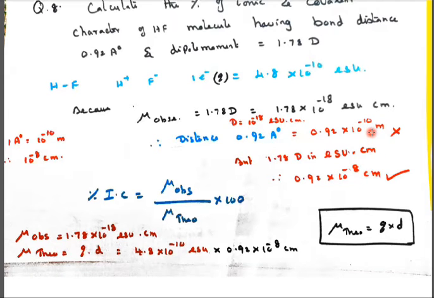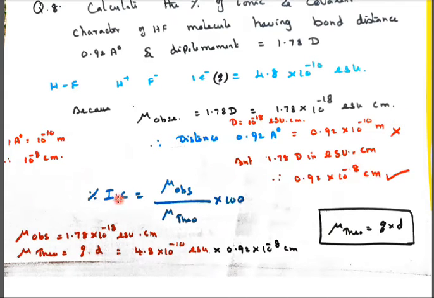Because meter is converted to centimeter, we multiply by 100. 100 is 10 to the power of 2. So 10 to the power of minus 10 into 10 to the power of 2 comes to 10 to the power of minus 8 centimeter. To convert meter to centimeter, multiply by 100; centimeter to meter, divide by 100.